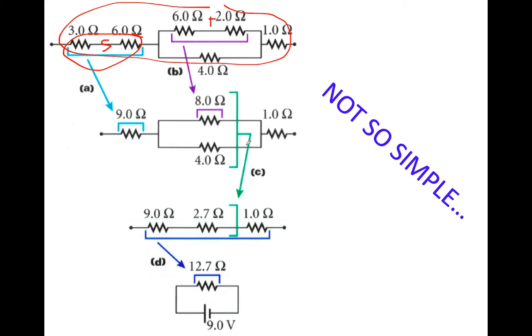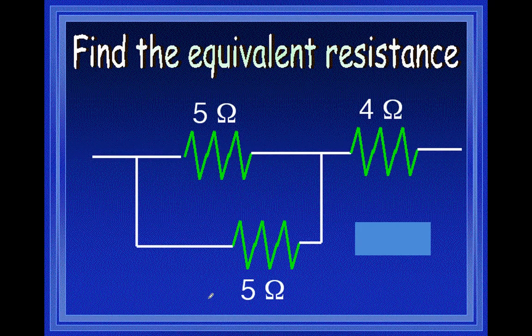Now we look at it and say, okay, this is all by itself. But this guy right here is a parallel right here, right? So we do the 1 over REQ, and we can simplify it to this right here. Okay, now all of these are a series together. So now we can combine it and get our simple answer, okay? Not so simple? Let's try this.